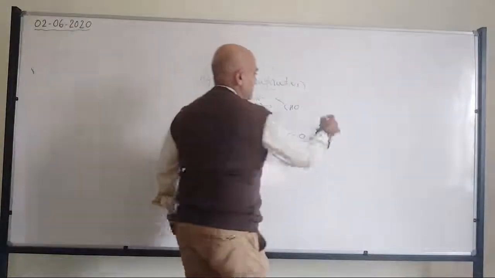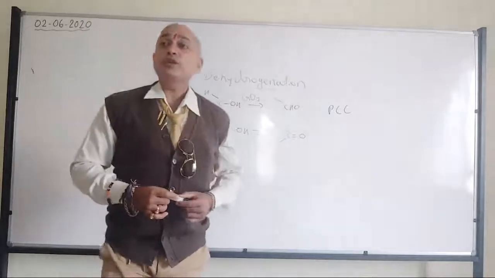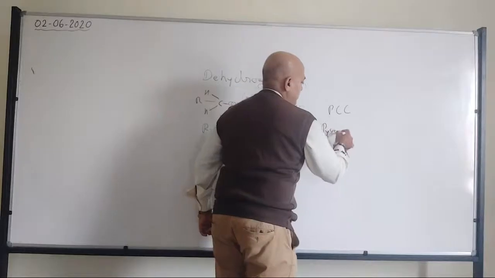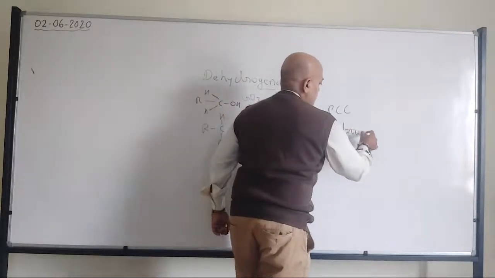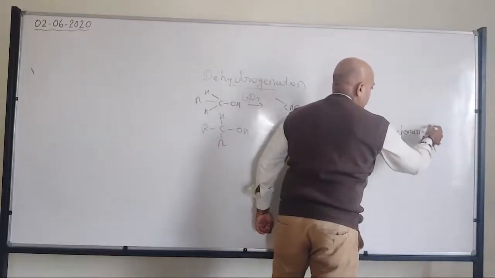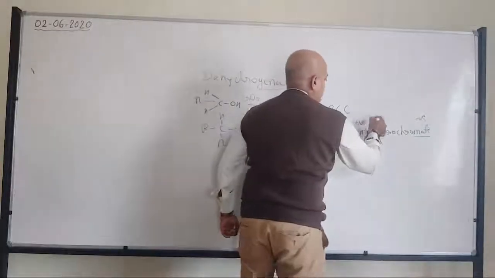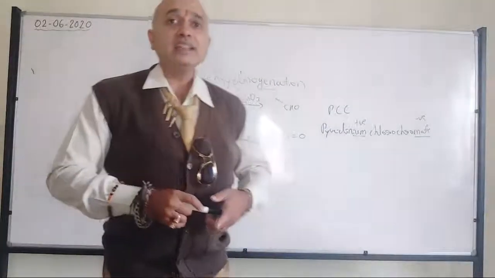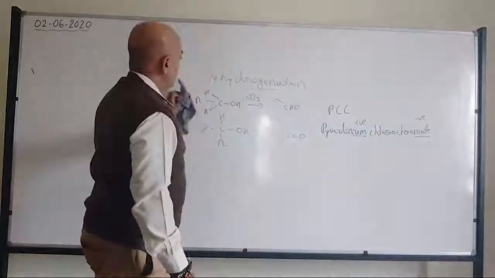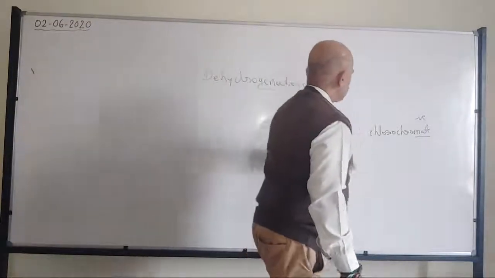Now we have discussed about PCC. What do you mean by PCC? Pyridinium chlorochromate, right? So PCC is nothing but pyridinium chlorochromate. So this one you have to remember. Chromate, negative charge. Pyridinium, positive charge. That's what we have seen in the last class. So PCC, you can expect the question, right? So this was another important reaction what we have discussed.